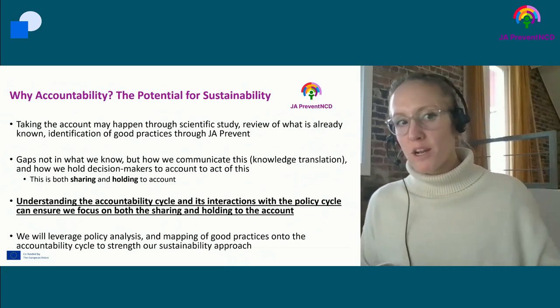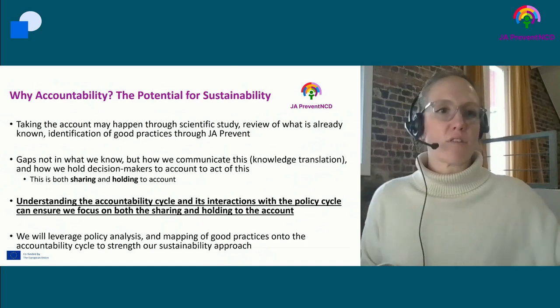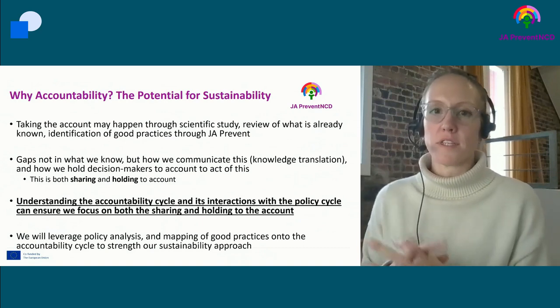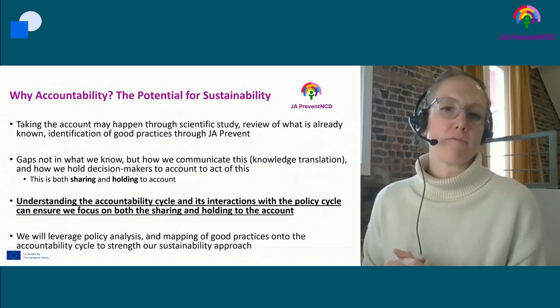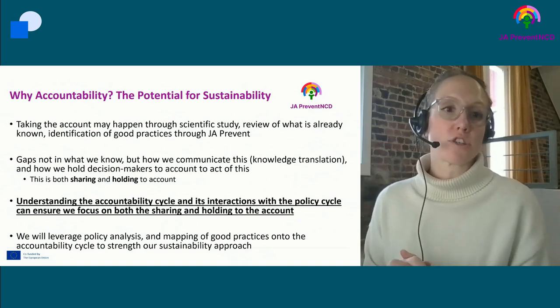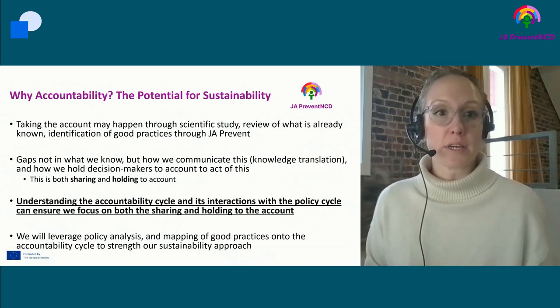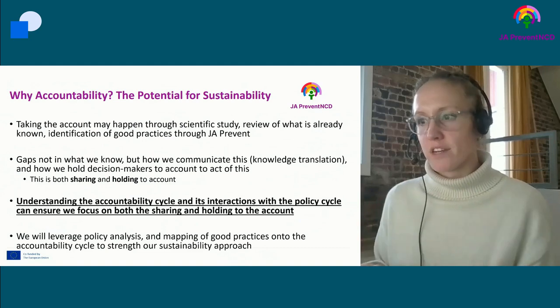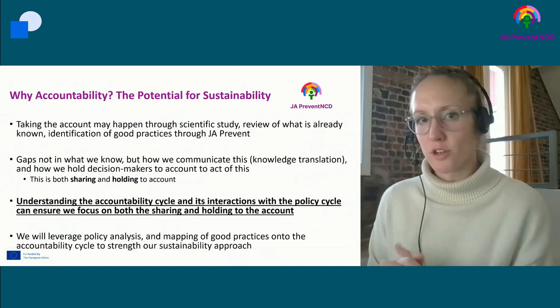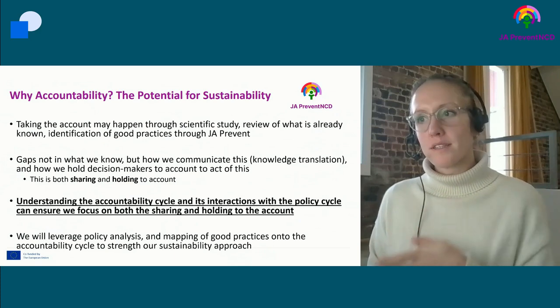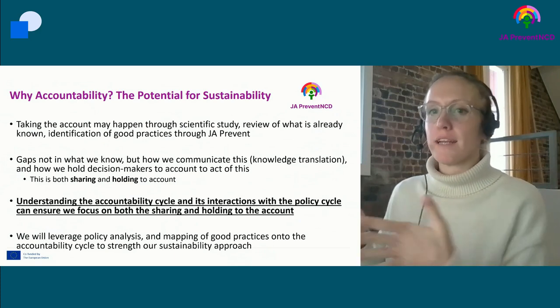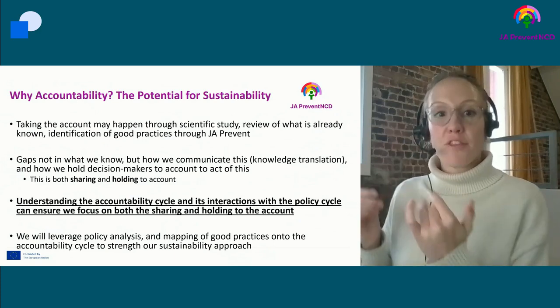And so the gaps may not be there in this taking of the account and the generation of evidence, but it certainly often is in how we're communicating this, so the science to policy gap for knowledge translation, and how we're ensuring that decision makers are held to account. Because it's great to generate the evidence, but how, as Moishe said, do we ensure this is taken up and implemented? So it's essential we consider accountability and put in accountability mechanisms at the right place.